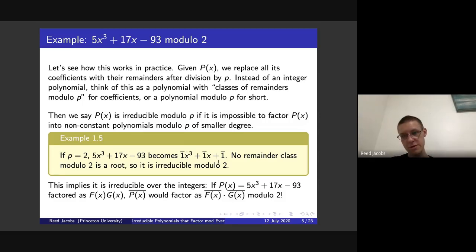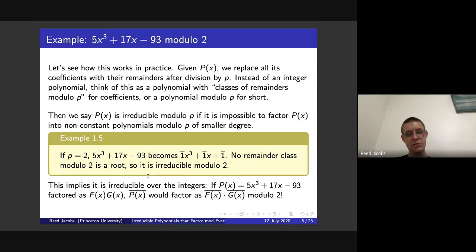Since this is a cubic, to prove it's irreducible, we can show it has no linear factors, which means it has no roots modulo 2. So we just have to plug in all remainder classes modulo 2, which are just 0 corresponding to even numbers and 1 corresponding to odd numbers. If we plug in the 0 remainder class, we get the 1 remainder class. If we plug in the 1 remainder class, we get the 1 plus 1 plus 1 remainder class, which is again 1. So it's irreducible modulo 2.